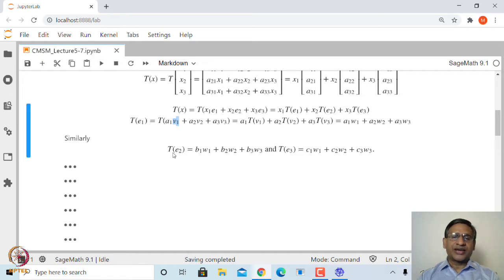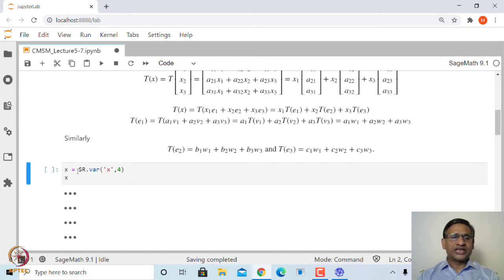Right. Similarly, we can find T of e2, and T of e2 will be B1 W1 plus B2 W2 plus B3 W3, where B1, B2, B3 are coordinates of e2 with respect to the basis. Similarly, we can find T of e3. So, our main task here is to find the coordinates of e1, e2, e3 with respect to basis V1, V2, V3, and that is it. And after that, we can find out T of e1, T of e2, T of e3, right. Okay. So, let us see how we can do this in Sage.